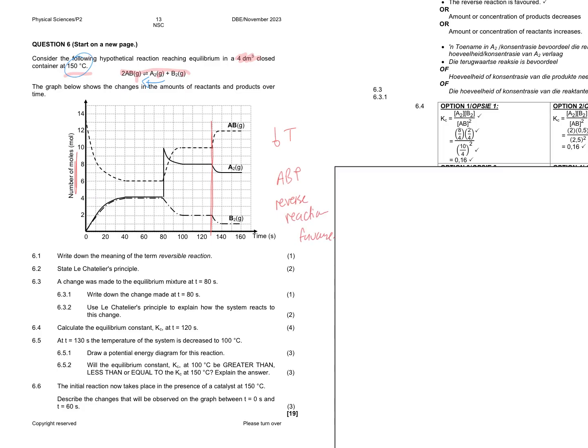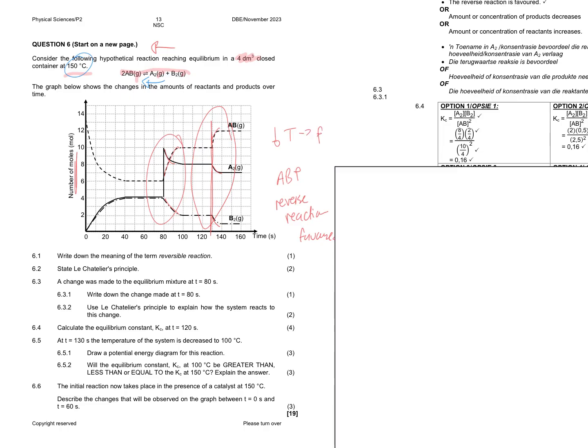If you can't understand that, this one went down here, this one went down, this one went down, this one went down, this one went up, this one went up. What happened here was the reverse reaction was favored, and the same thing is happening here. The A2 and the B2 are going down, the amounts are decreasing, and the AB is going up because the reverse reaction is favored. I am decreasing the temperature, the reverse reaction is being favored.